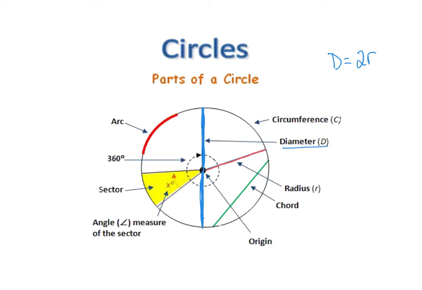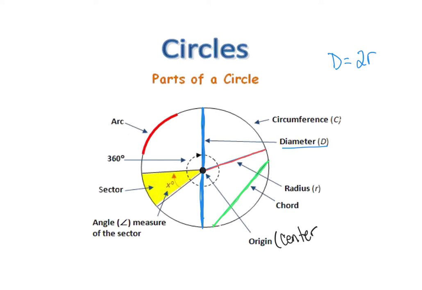We can also have a chord, which is basically just a line going from one end of the circle to the other end without actually cutting through the center. The origin is also known as the center of the circle. So origin is also known as the center.